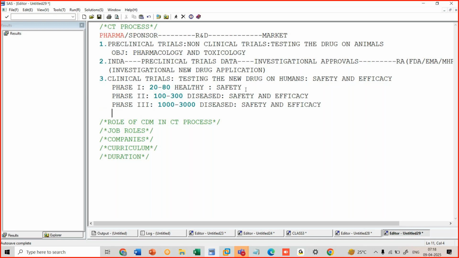Okay. After completion of the third phase, before we get into market, the marketing phase is called phase 4. Phase 4 will start as and when the drug is released into market.